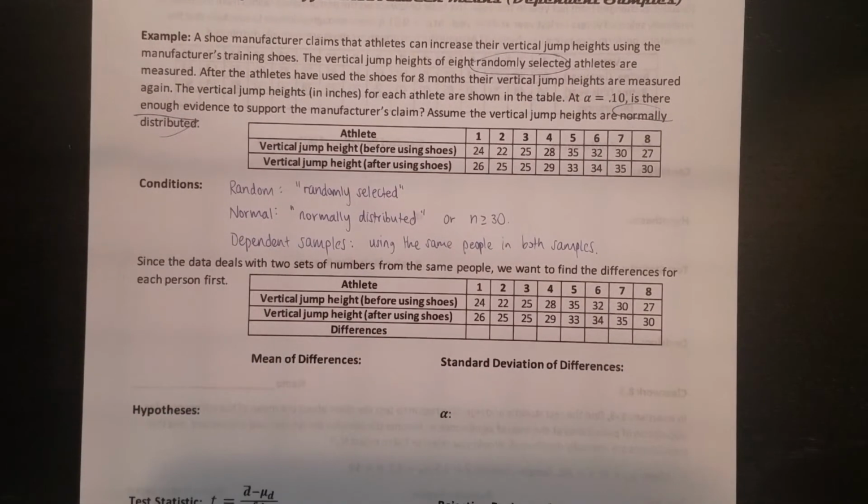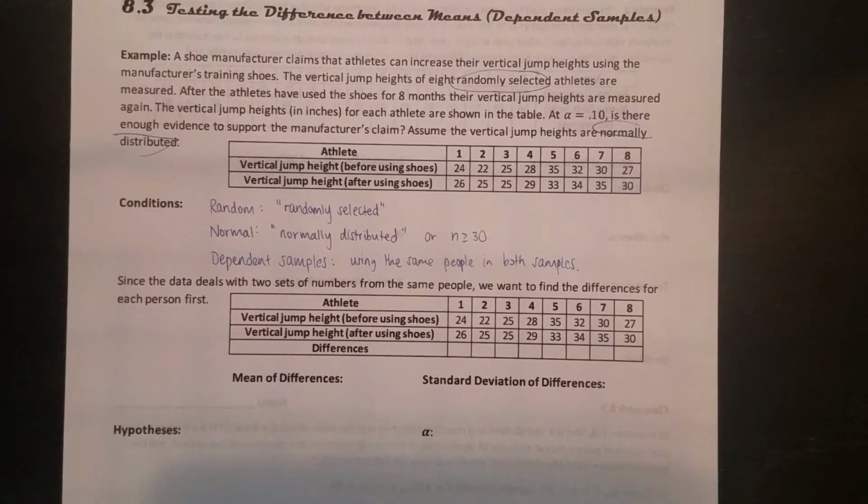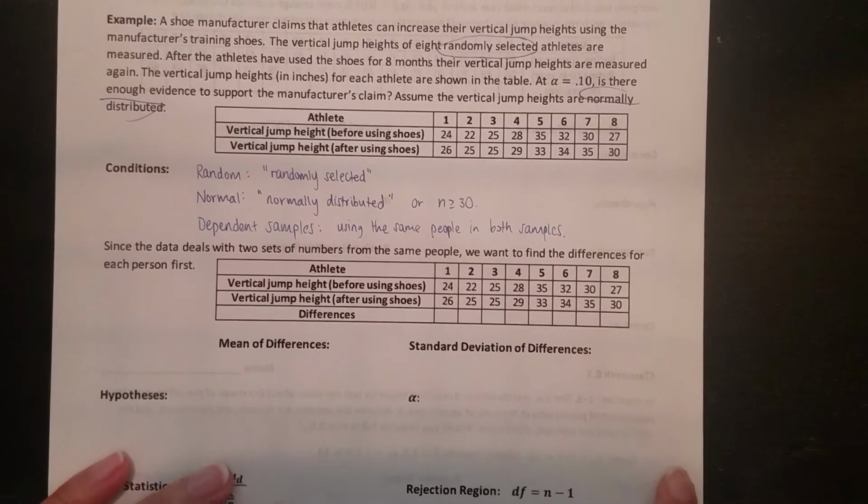So for these problems, because we're looking at the same 8 people, we actually want to look at the differences between each person. So rather than looking for the mean of the first set of data and the mean of the second set, and then looking for the standard deviation of the first set of data and the standard deviation of the second set, we're actually only going to find one mean and one standard deviation. So in order to do that, we want to find the difference between their before and after score. So that'll be our first step.